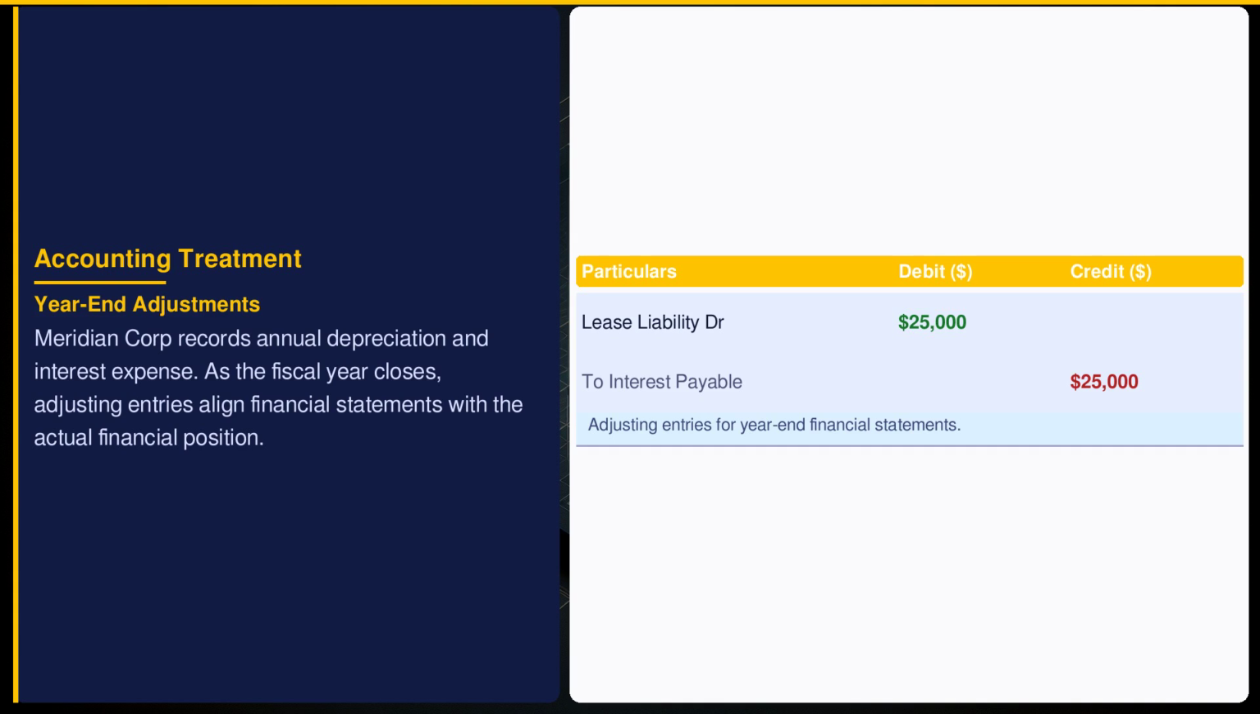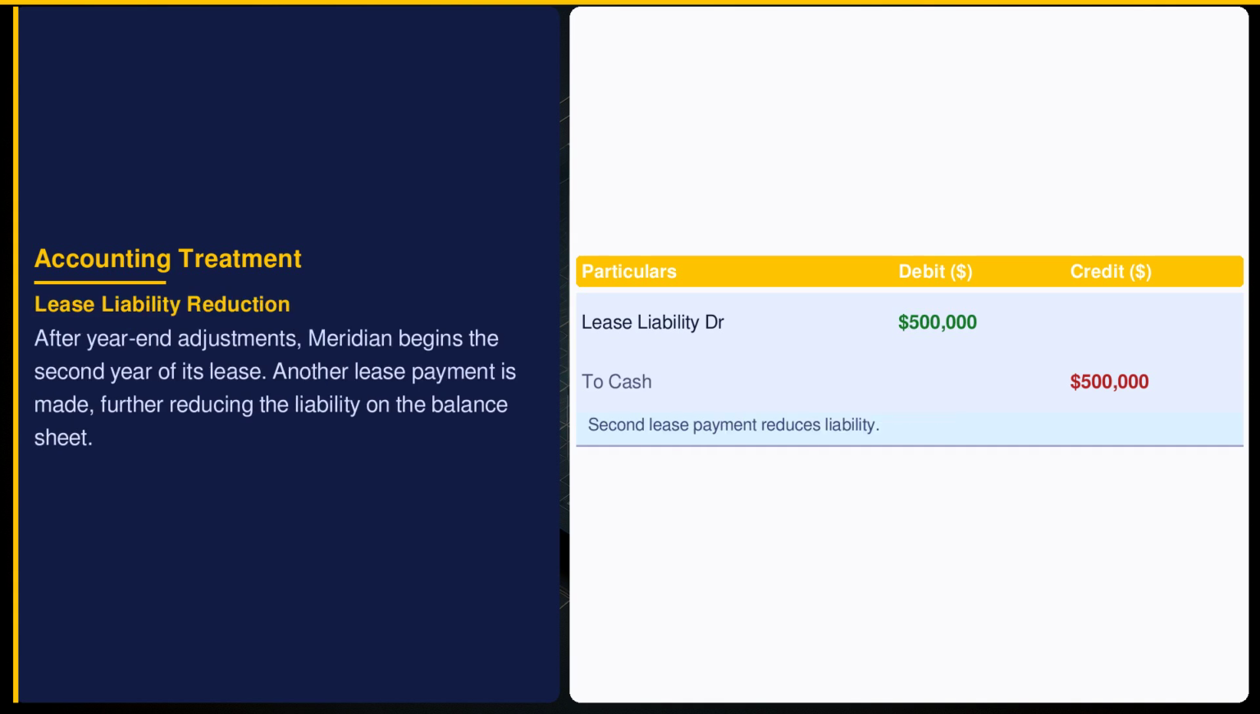Under ASC 230, these entries prepare Meridian's financial statements for external reporting, affecting liabilities and demonstrating payment obligations. The second lease installment diminishes the lease liability, reflecting ongoing fulfillment of Meridian's lease obligations. ASC 230 ensures these reductions mirror the actual cash outflow and financial commitment reduction.